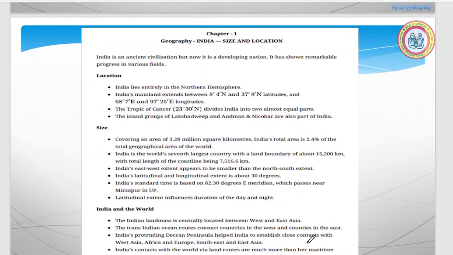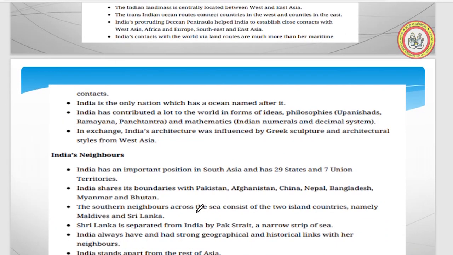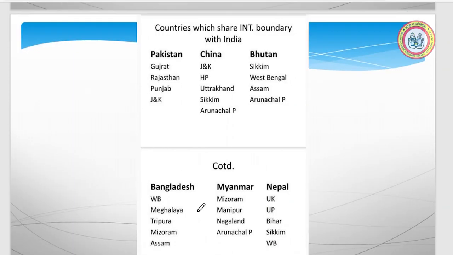Students, these are the revision notes of the first chapter: location, size, India and the world, India's neighbors. Countries which share an international boundary with India: Pakistan, China, Bhutan, Bangladesh, Myanmar and Nepal.